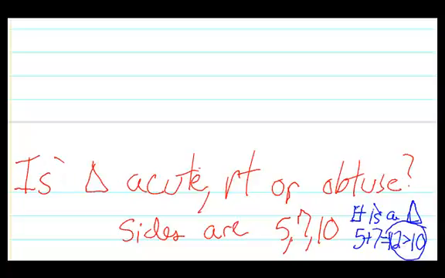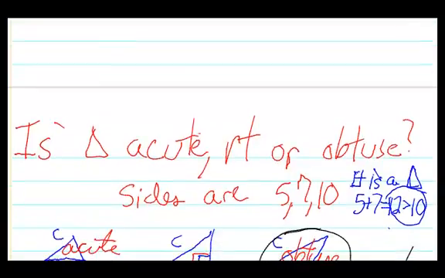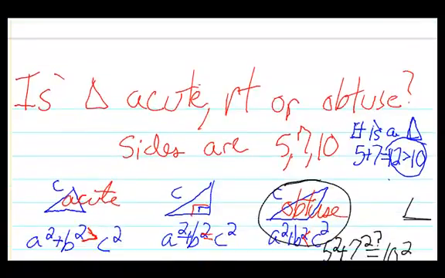So now to answer the question whether or not it is acute, right, or obtuse, let's use our Pythagorean theorem. Now here are some notes. If when we add the squared legs together it's greater than our hypotenuse squared, that means it's an acute triangle. It would look like this.